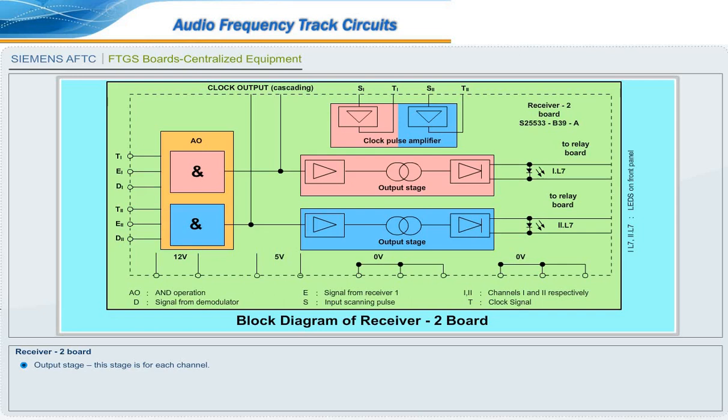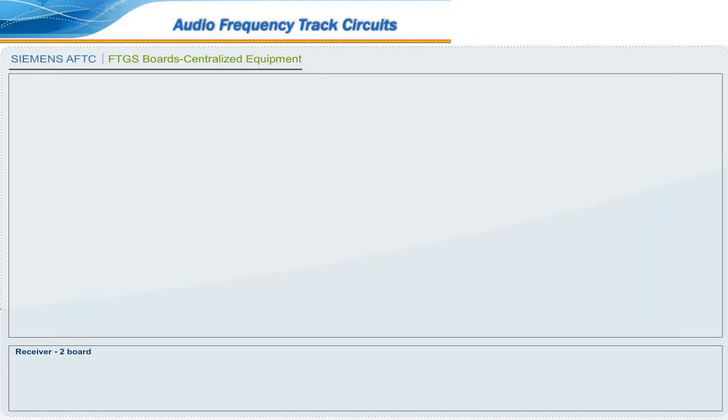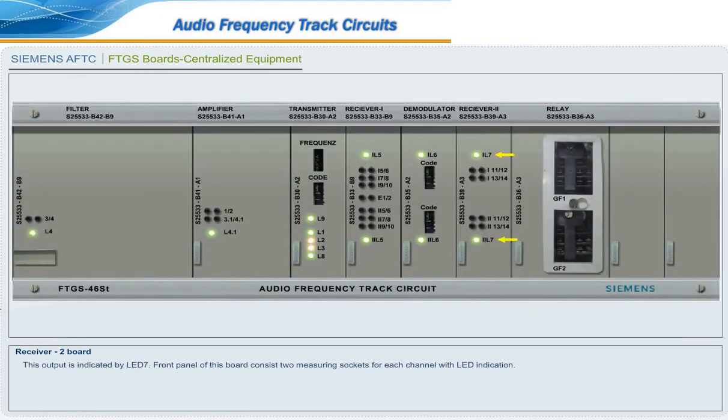Output stage. This stage is for each channel. This stage consists of pulse expander, amplifier, transformer, rectifier. Output voltage is supplied to the track relay in relay board. This output is indicated by LED 7.